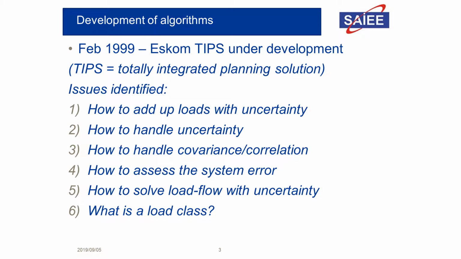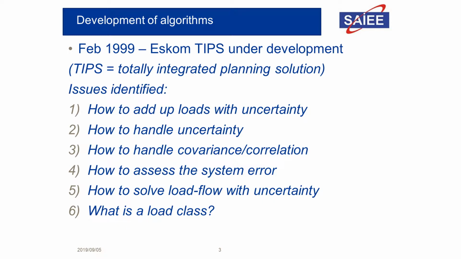We started to look at design documents and start to say, well, if you wanted to have a planning system where you could do all of your line designs and your master planning in, what would you have to do? Well, first of all, you'd have to be able to add up loads with uncertainty, certainly. You'd have to know quite well how to handle uncertainty on the loads, because it's the mean plus uncertainty that gives you your peak value. So you'd have to have a good handle on covariance and correlation between loads, and how to assess the system error.